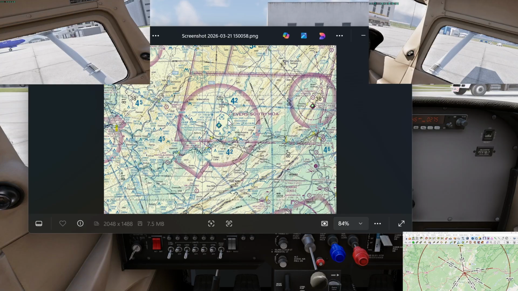VFR sectional. We are at Greenbrier Valley Airport. It's within an MOA. It is a control tower, Class D airspace with an upper limit of 4,800 feet. Tower common traffic advisory frequencies given for the tower 118.9. We do have approach in there and we'll be good to go.